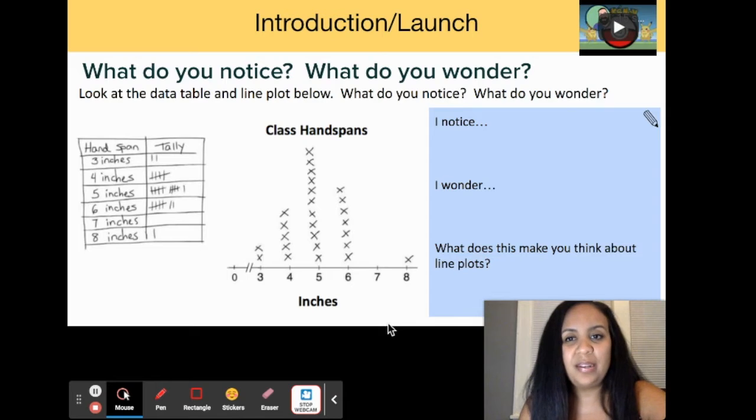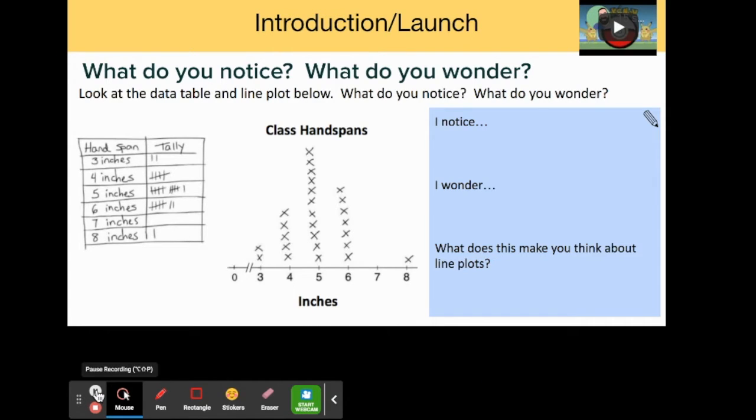First, let's look at an example from today's lesson. It says, what do you notice? What do you wonder? Look at the data table and line plot below. Well, this table right here looks like a tally chart, and it says handspan 3 inches, 4 inches, 5 inches, 6 inches, 7 inches, 8 inches. And then it has tally marks right beside each of those categories.